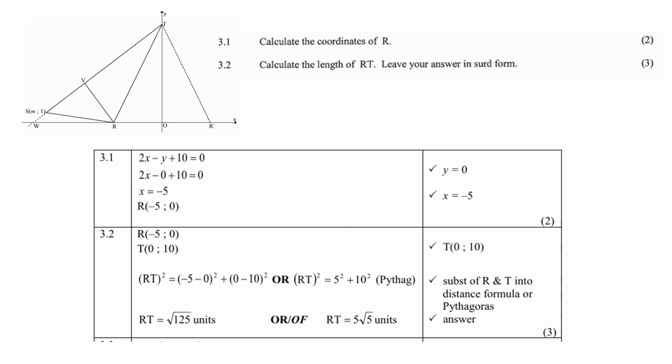So you remember the distance formula. First subtract the two x values all squared plus subtract the two y values all squared, or you can use the theorem of Pythagoras if you want to: 5 squared plus 10 squared, and eventually you'll get the square root of 125. Remember, you must leave the answer in surd form. So either you can say 1 times the square root of 125, or you can simplify to 5 times the square root of 5.